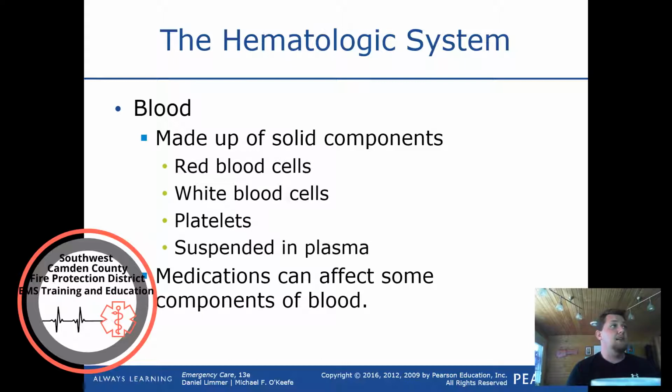So the blood is made up of solid components. It's got the red blood cells, the white blood cells, and the platelets. They're all suspended in plasma. And medications can affect some of these components of the blood.